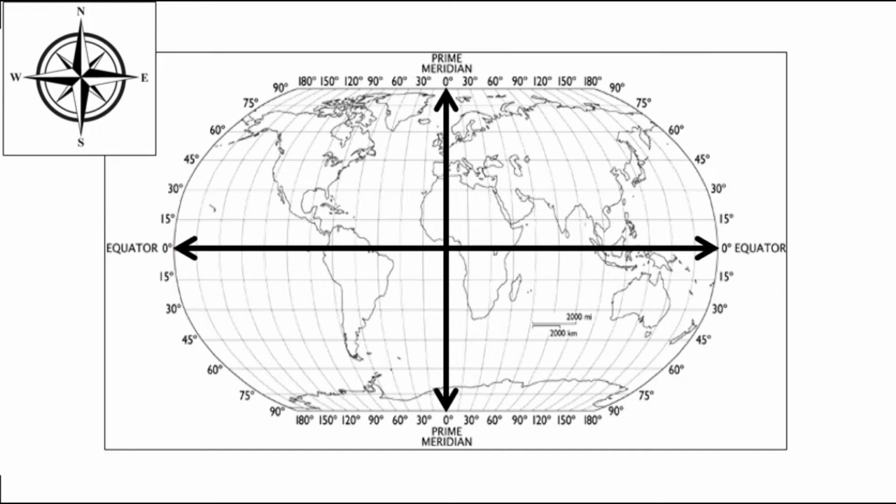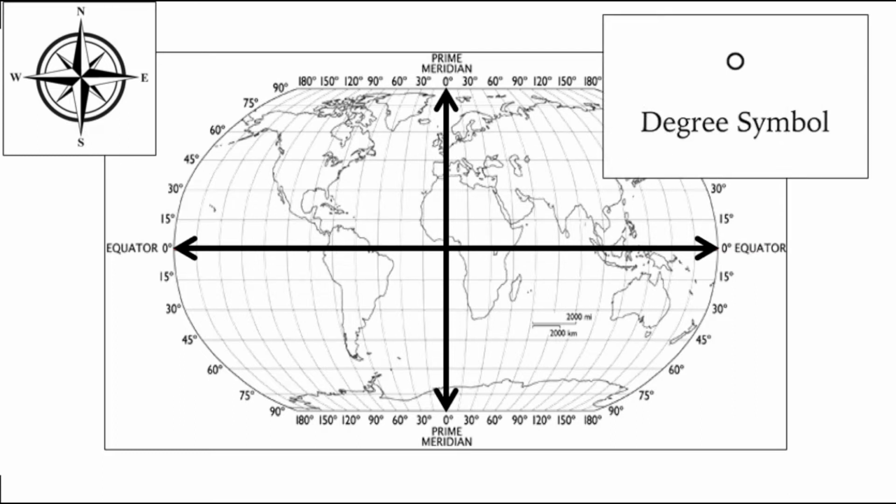You're also going to need to know about the compass rose, which is right up here in the corner. And you are going to need to be familiar with the cardinal directions, north, south, east, and west, and where those are on a map.